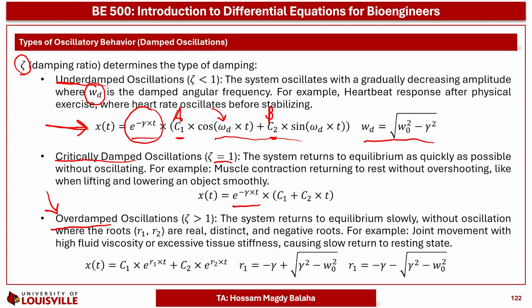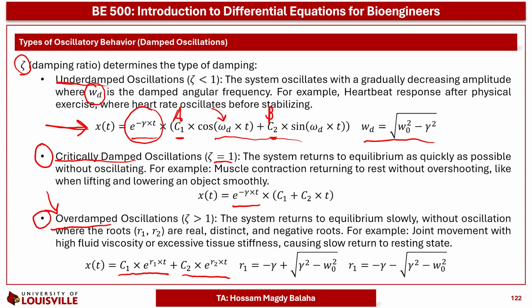So in critically damped and overdamped, there are no oscillations, and the system returns to equilibrium. The difference is that in critically damped, the system returns as quickly as possible, but in overdamped, it returns slowly. The general solution for the overdamped oscillation will be c1 multiplied by the exponential plus c2 multiplied by the exponential.